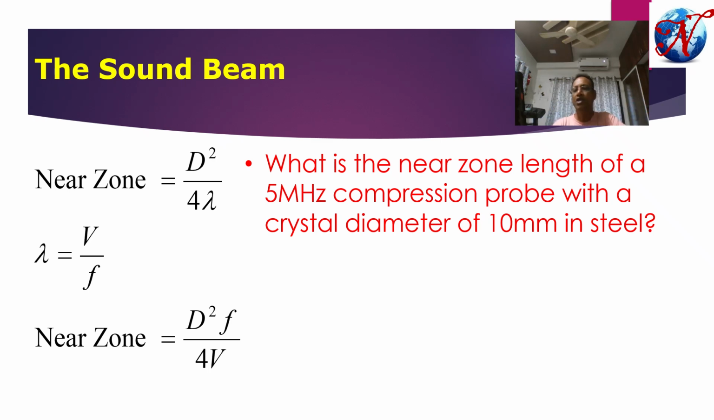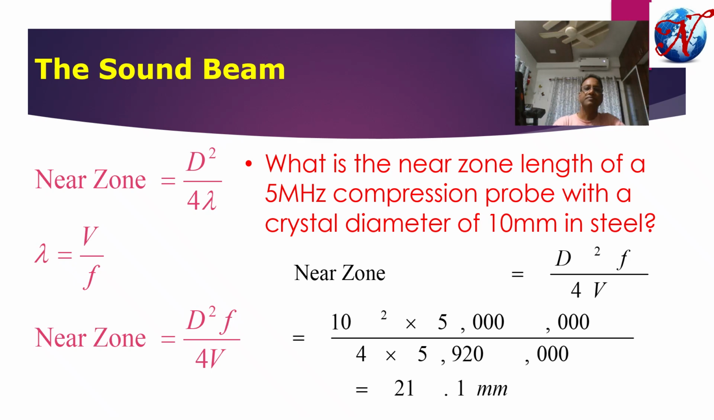That means the near field of a piezoelectric crystal of a probe is directly proportional to its diameter and frequency. Here we are giving an example. Say a 5 megahertz compressional probe with a crystal diameter of 10 mm. If we calculate this, it has a near field of 21 mm.